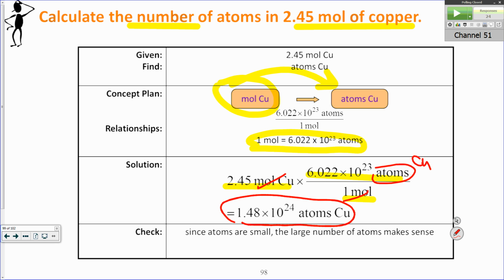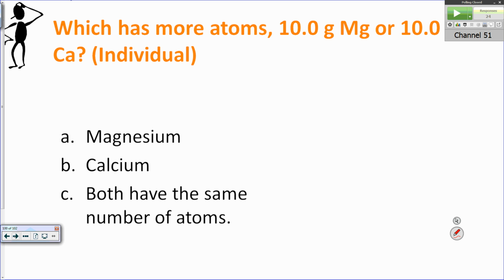atoms. Right? And that seems like an extraordinarily large number, but in reality, that's less than a kilogram. Copper weighs 63 grams per mole, so you're talking about a couple hundred grams. Okay, less than a glass of water in terms of mass. Right? Let's look at a couple more.